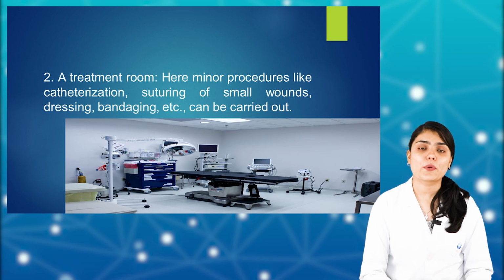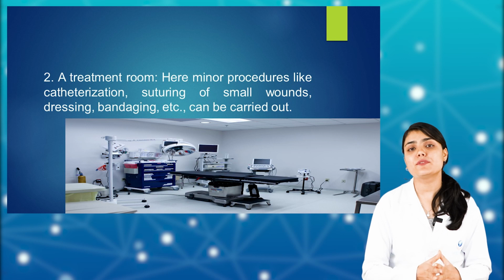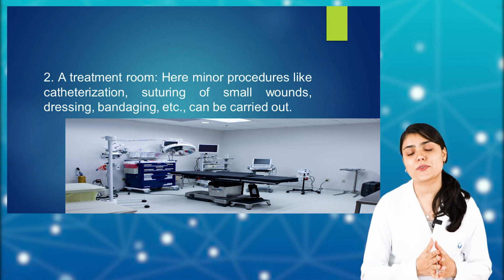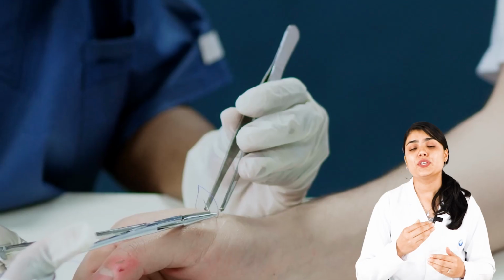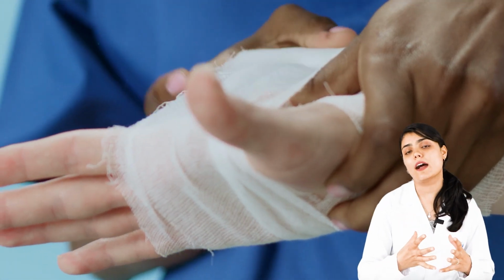The second facility that is required in the emergency is a treatment room. In a treatment room, minor procedures such as catheterization, giving injections, suturing of small wounds, bandaging, or dressing of small wounds are carried out.